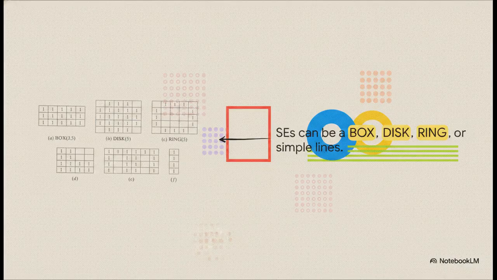But here's the cool part. The structuring element isn't just locked into one shape. Depending on the exact problem you're trying to solve, you can totally change your tool. It could be a square box, a round disc, a hollow ring, or honestly, just a straight line. Like if you're trying to find round objects in a picture, you'd probably want to use a round disc. It's all about picking the right tool for the job.